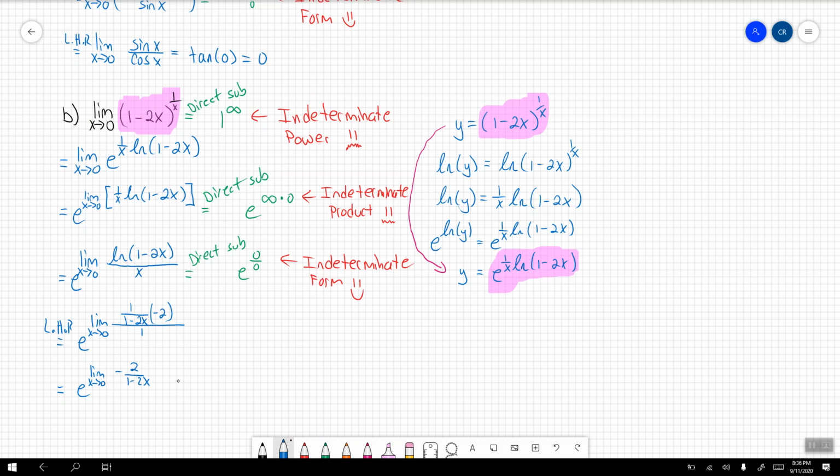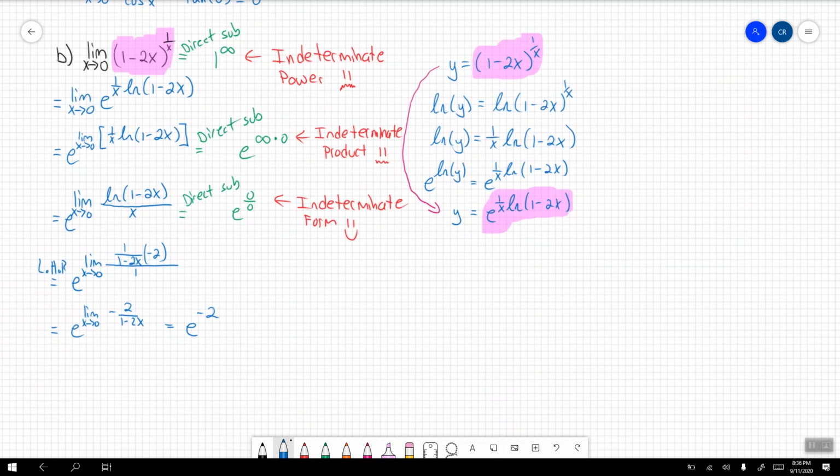So as x tends to 0, we're going to get e to the power of negative 2. Wow. So the limit that we were just looking at, 1 minus 2x to the power of 1 over x, is equal to e to the power of negative 2. Check that out. Isn't that awesome?